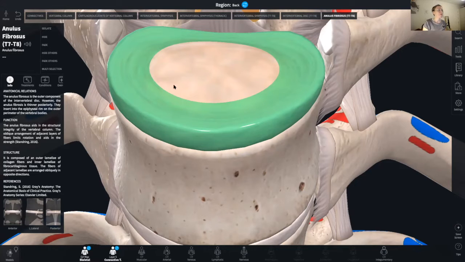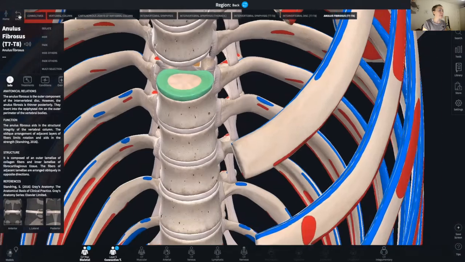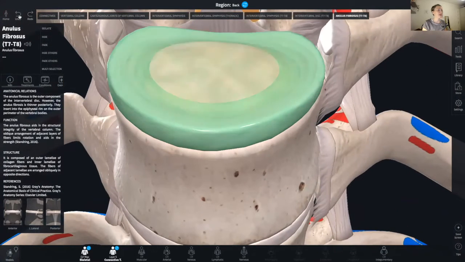Okay, so I'm just going to zoom back out now, or not. I have to go back through the layers.